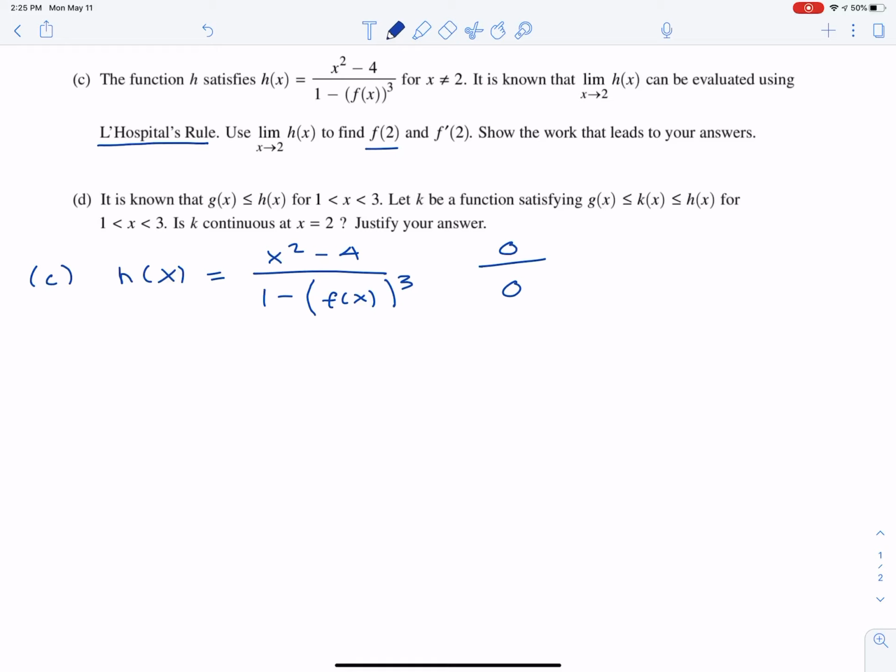In other words, 1 minus this stuff has to be equal to 0. And in solving that, we get f of x has to be equal to 2.